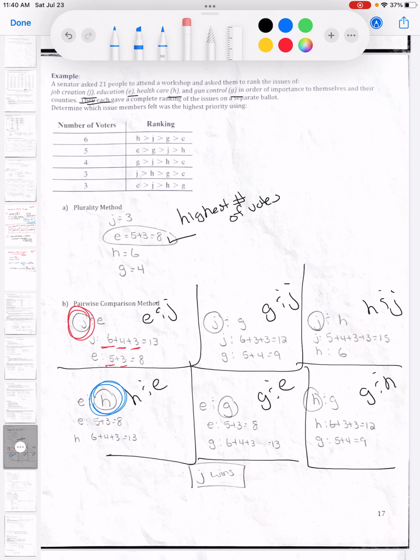So after doing all of them, I would see who wins the most. And looking at this, J won 3 times. So I'm going to say J wins with 3 pairwise points.